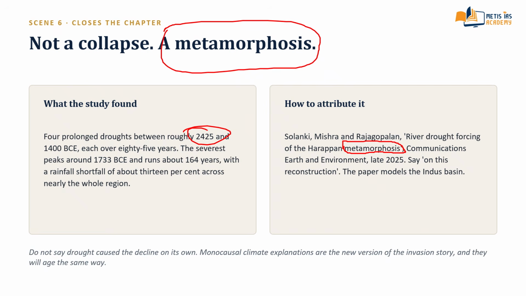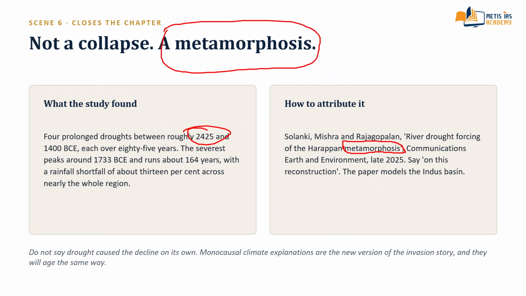Prolonged water stress interacted with food shortage and social strain. Monocausal climate explanations are the new version of the invasion story, and they will age the same way. So you have to read the figures again as the civilization's own lifespan. The mature Harappan phase runs roughly 7 centuries. One drought episode alone consumed close to a quarter of it.